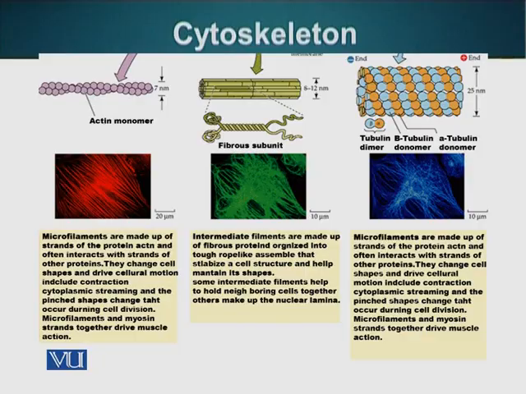Cell has three different types of skeletal elements. It has microfilaments or actin filaments, intermediate filaments, and the microtubules. All these skeletal elements are polymers. They are polymers of smaller molecules which are linked together to form these filaments. Let's look at them one by one. We will first look at actin filaments.